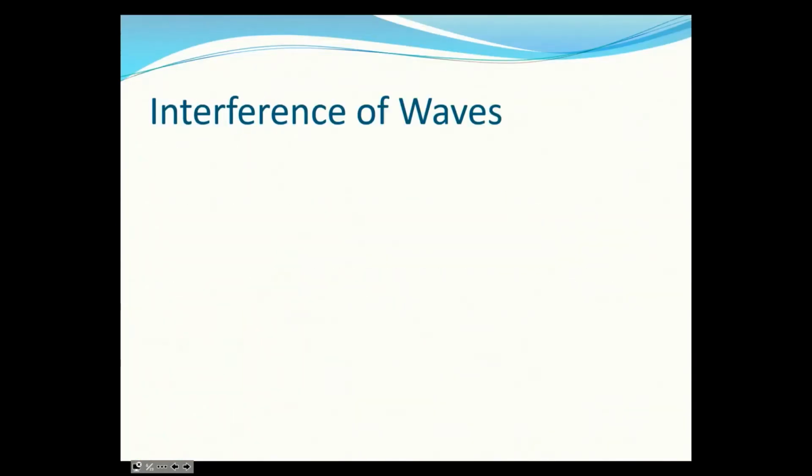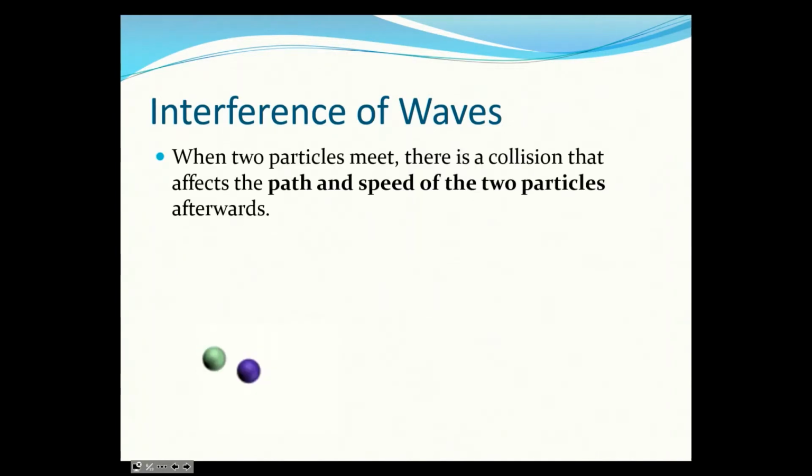Okay, so that's reflection, that's it. Interference of waves. So when two particles meet, there's a collision that affects the path and speed of the two particles afterwards. So you can see my one ball hits my other ball. The blue ball is stationary. The green ball, it looks like it's going east, right? After the collision, the green ball is going north of east, and the blue ball is going south of east, so their paths and speeds are permanently affected.